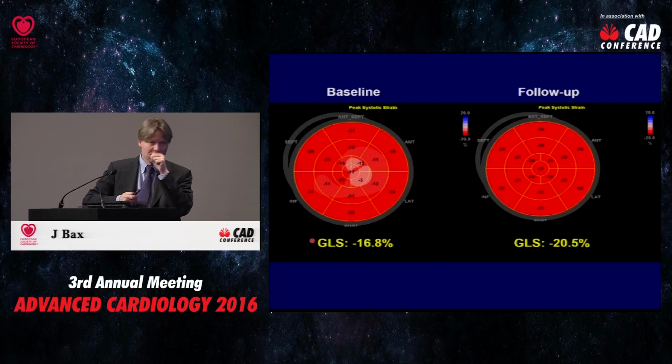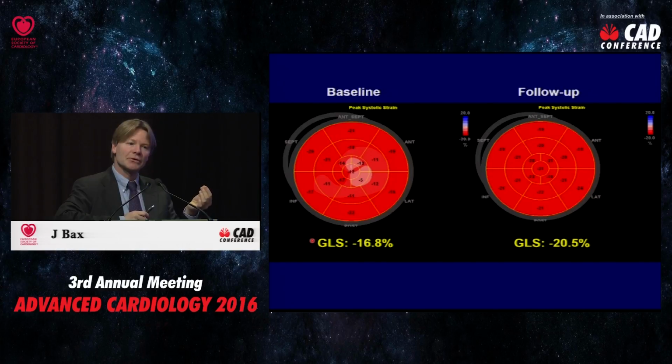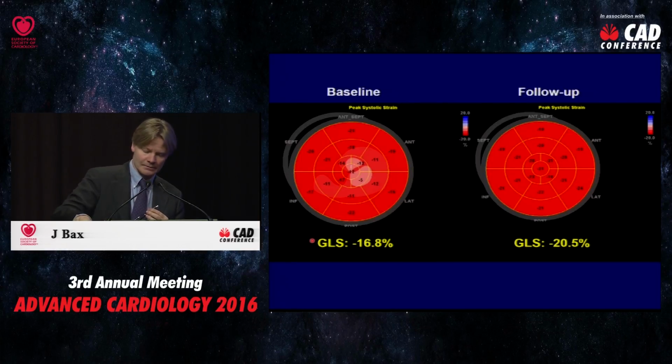But this is what you see when you look at the strain maps. Here the global strain is -16, so it's reduced because a normal strain is actually around 20, and you see that there are areas here where the strain is not good. And when you do the follow-up after successful ablation, you see that the strain normalizes. So when you ablate successfully, something good is happening for the ventricle also.